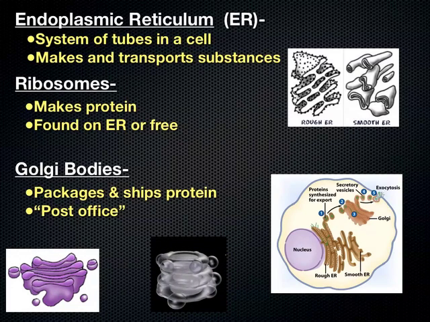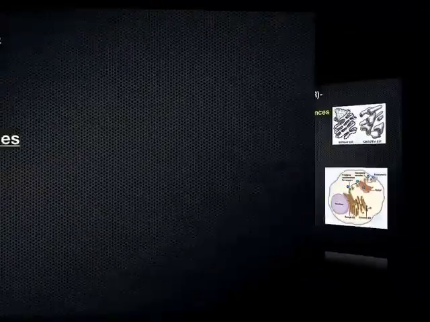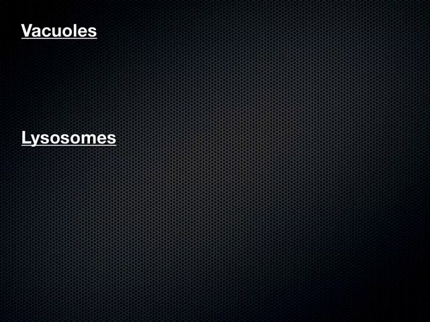Okay, so we have a few more organelles that we need to finish up with. And then we're going to talk about what these things look like and where they're located. So vacuoles. Vacuoles are sort of little storage areas within a cell. Some of these vacuoles may store water, some could store food particles. They can store a variety of things.